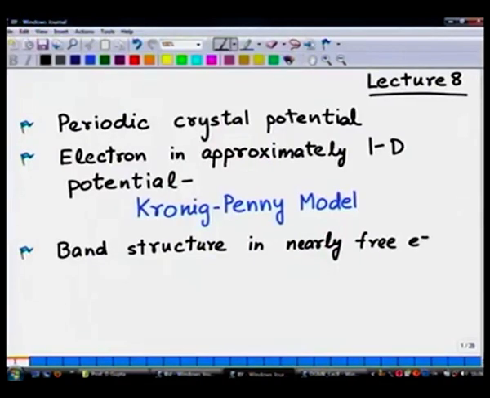Okay, welcome to lecture number 8. Today we are going to introduce periodic crystal potential. We already said that because of periodicity in the lattice, the crystal potential which an electron experiences should also be periodic. As a consequence, we did not solve the Schrodinger equation for energy, but through Bloch's theorem, we said the solution should be of the form Bloch's theorem gives.